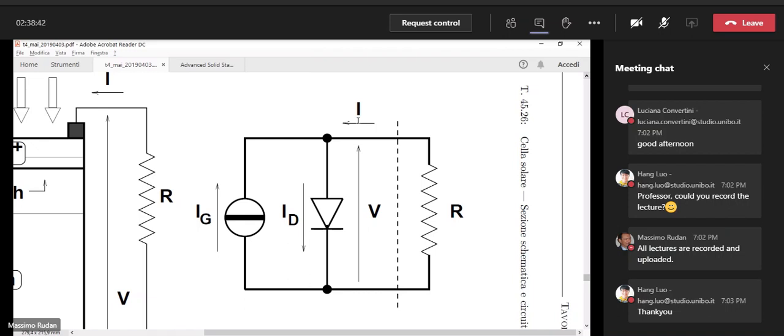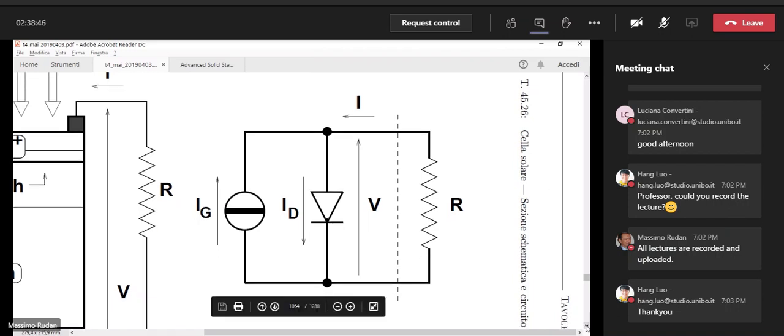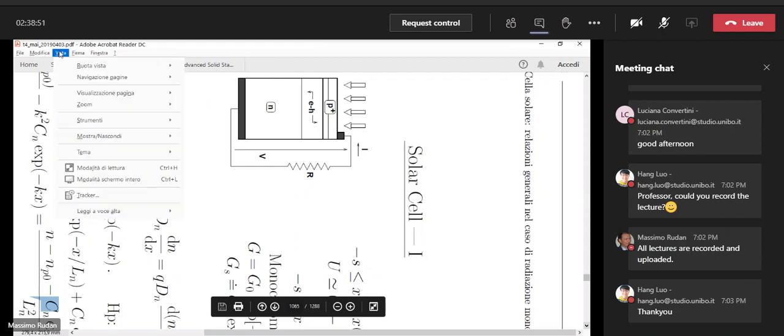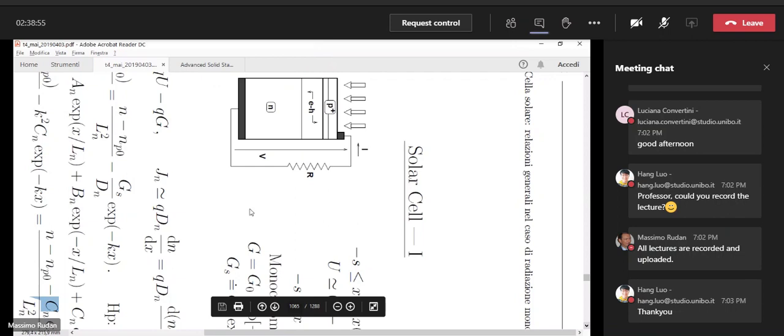Okay? These things are also shown in some easy calculation that follows.